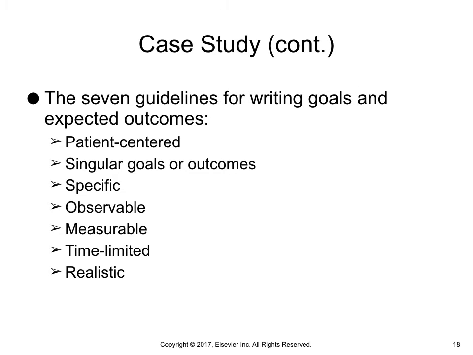The 7 guidelines for writing goals and expected outcomes are: patient-centered, singular goals or outcomes, observable, specific, measurable, and time-limited with mutual factors, and realistic.